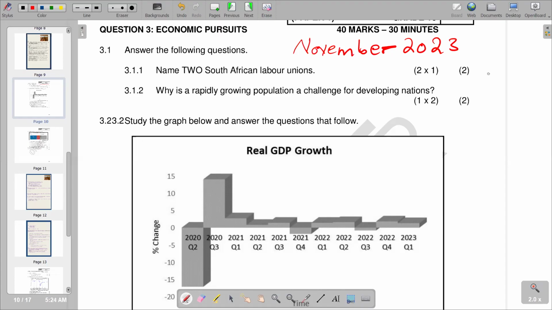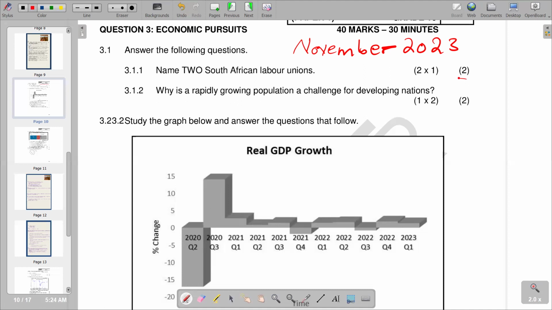Our question has 2 parts. We are supposed to just name two South African labor unions, but we know that a labor union is an organized association of workers formed to protect and further their interests and rights. So an organized association of workers formed to protect and further the interests and rights of the workers is called a labor union. This organization represents the collective interest of workers in negotiations with employers. So basically, that's what we have.